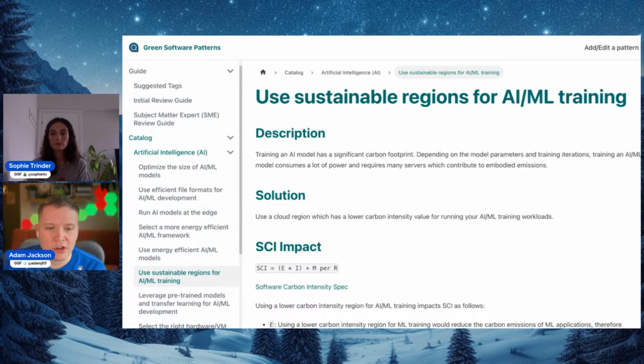Using sustainable regions for AI and ML. So AI and ML is something that comes up a lot. We talk about it a lot at the Green Software Foundation.